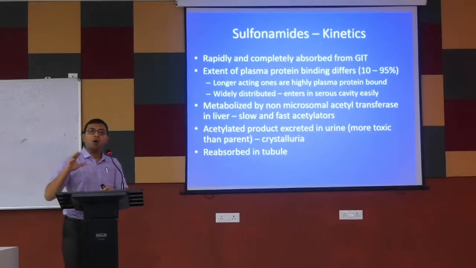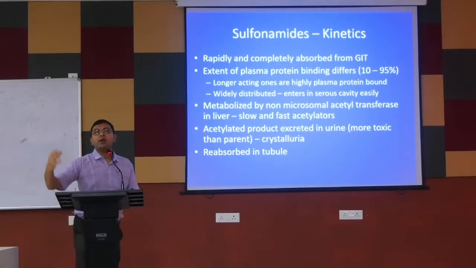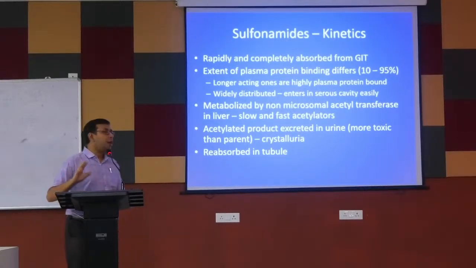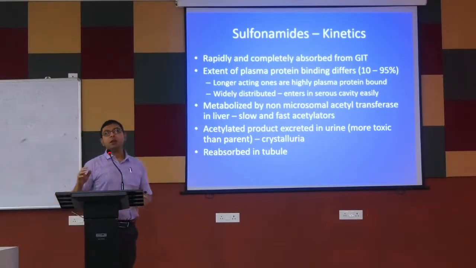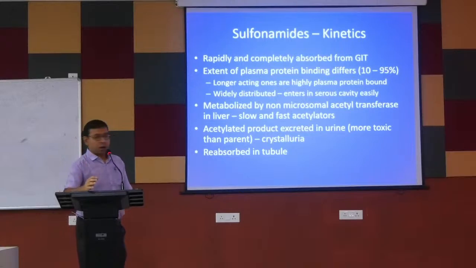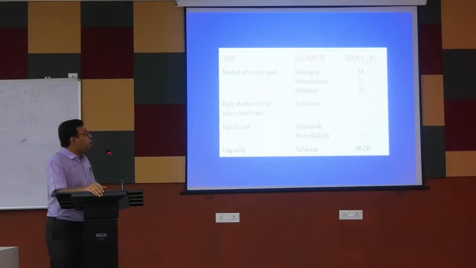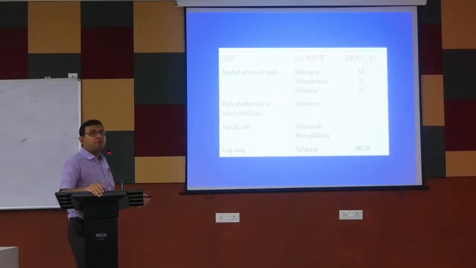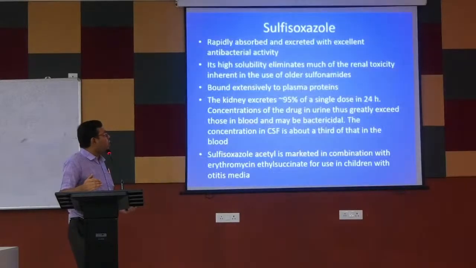So if there are more sulfonamides in our body and more metabolites are getting excreted in urine, there may be a chance of a condition known as crystalluria. That is, the crystals of the metabolites of the sulfonamides are excreted in urine, and if it becomes more, that can block the urine flow. So crystalluria can become a problem. That's why if the patient is given sulfonamide, the patient is asked to take more water, okay? And it is reabsorbed in the tubule. So it is according to the half-life of the sulfonamides: short-acting, intermediate-acting, long-acting, etc.